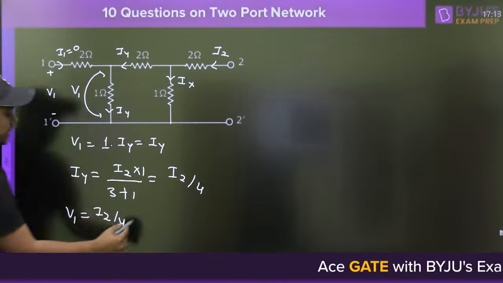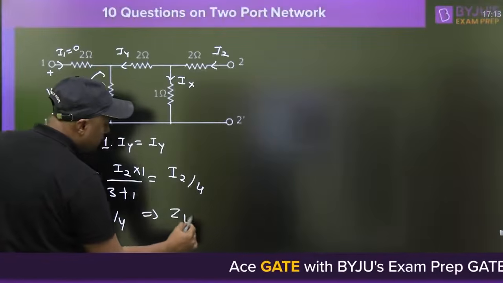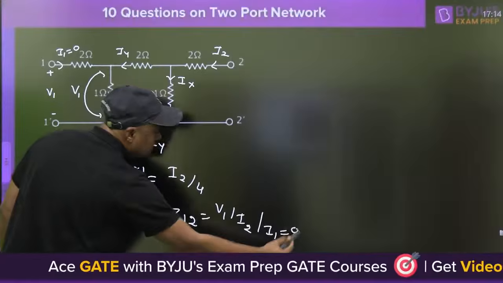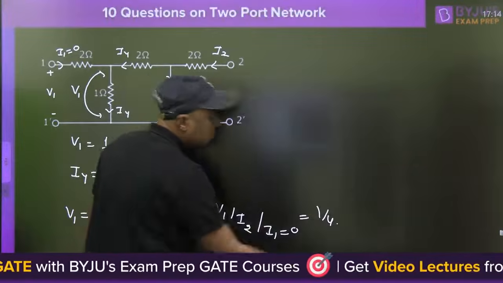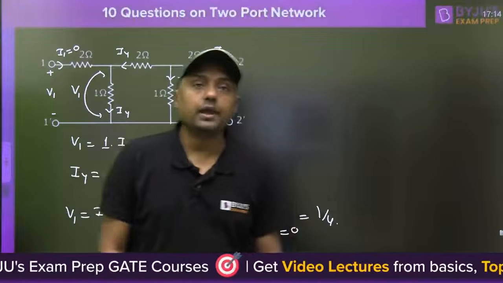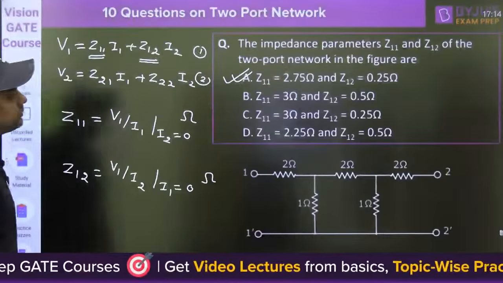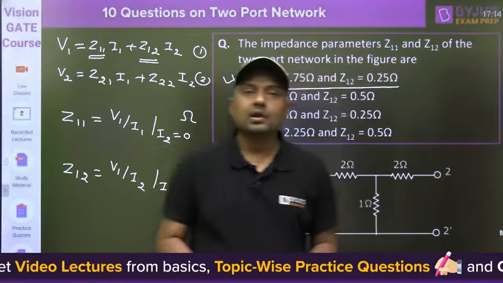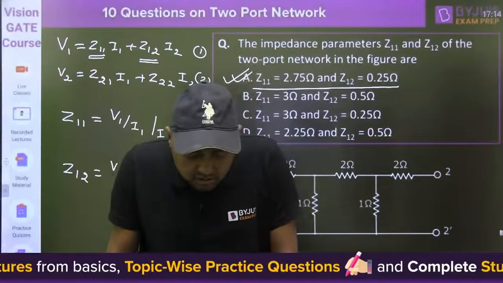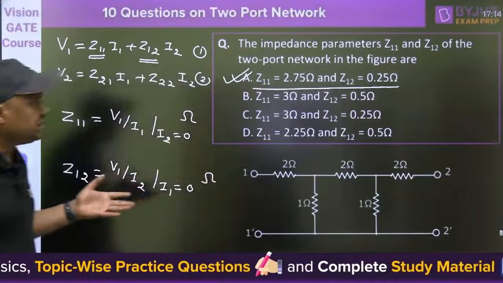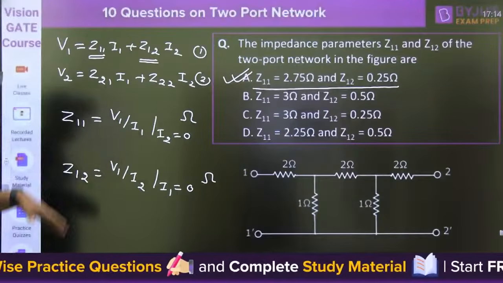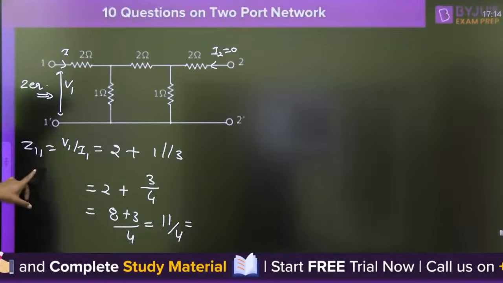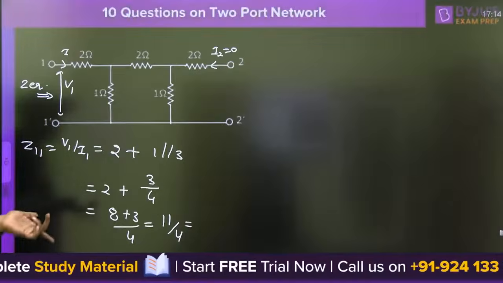So what is the V1 by I2? Z12 is V1 upon I2 with I1 equal to 0, and that is equal to 1 by 4, 0.25. So directly you can find the 0.25. Tell me, have I used the star delta conversion? No. So what a student can suggest, sir, do the star delta conversion, get the T network, and directly find. Yes, we can do that. But within seconds we have found the Z equivalent, and one answer has the correct value 2.75. That's why the answer is A.